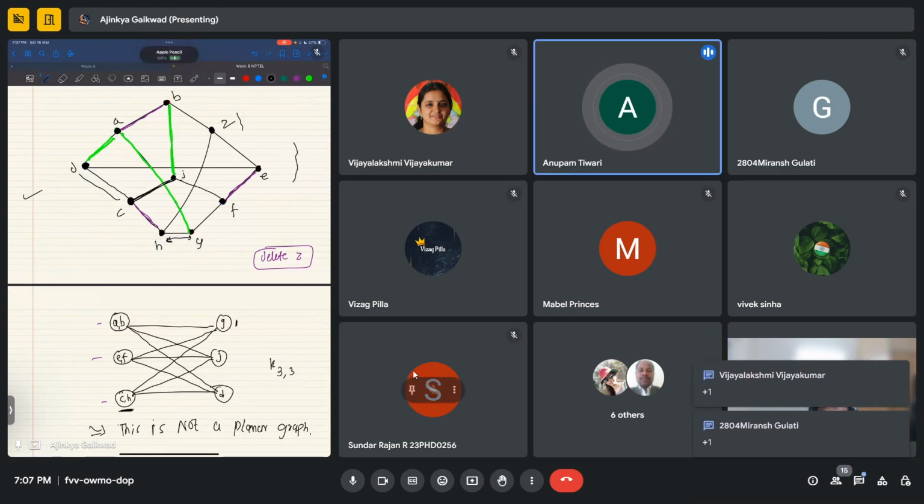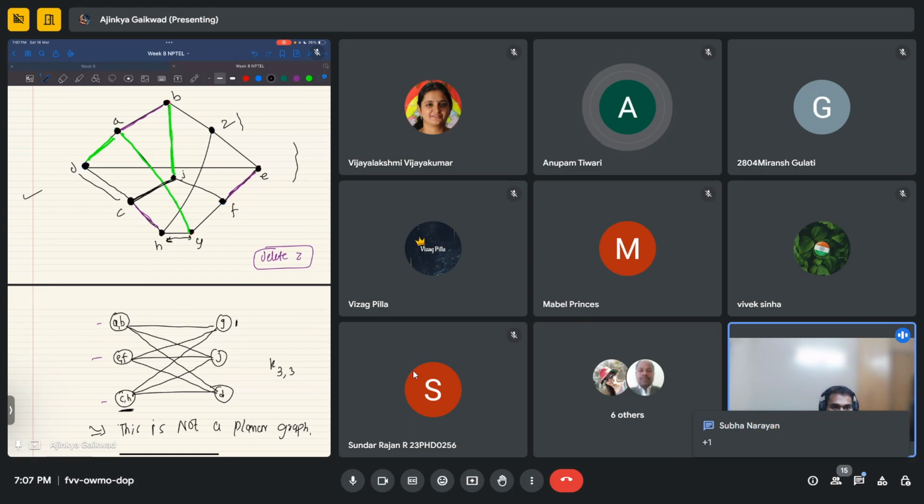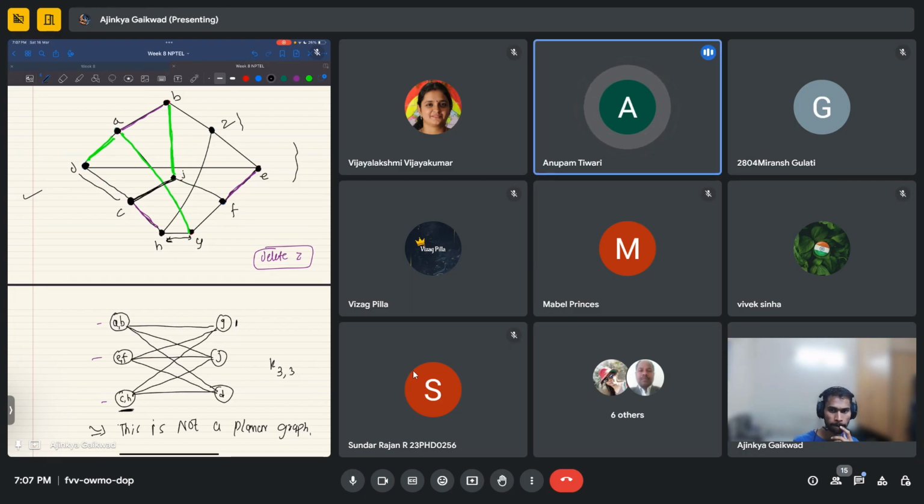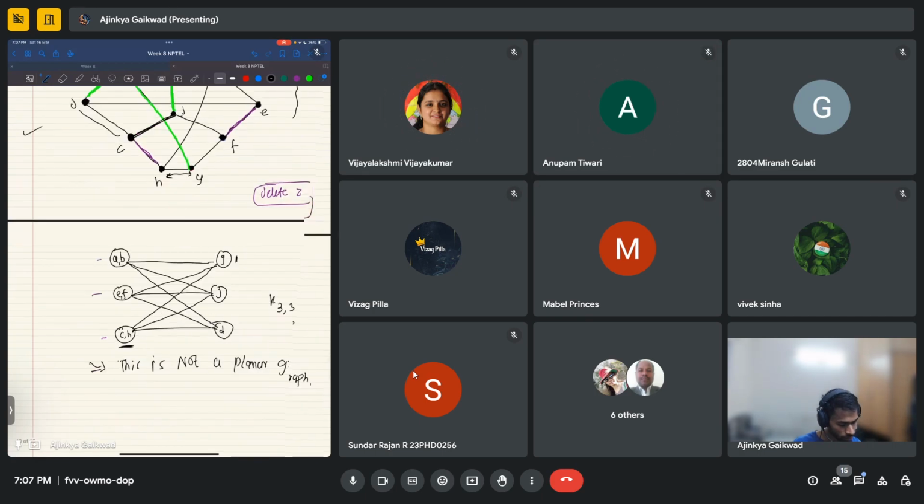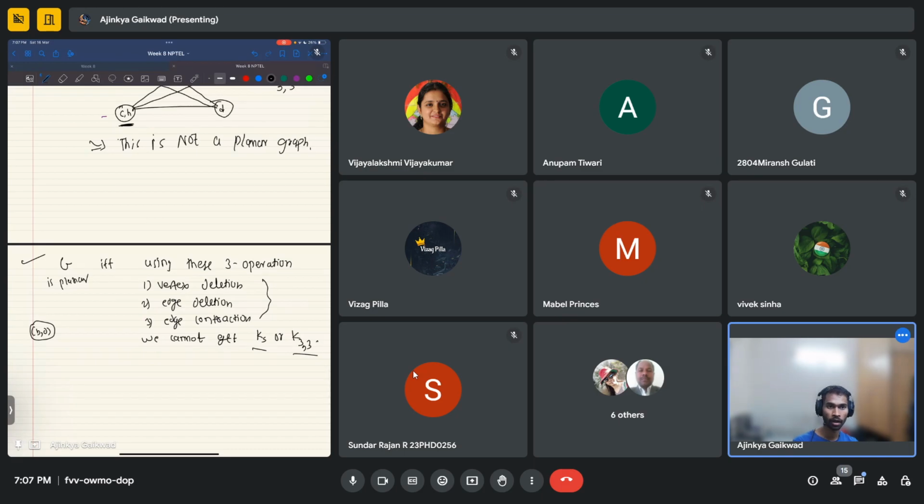Sir, this is clear, but why have we tried for K5? Yes, so K5 and K3,3 themselves are not planar graphs. This was proved in class, so you can check. You changed this graph to K3,3. Where did you get this intuition? You mean how did I decide which edges to contract? Yes. So this is pure trial and error.